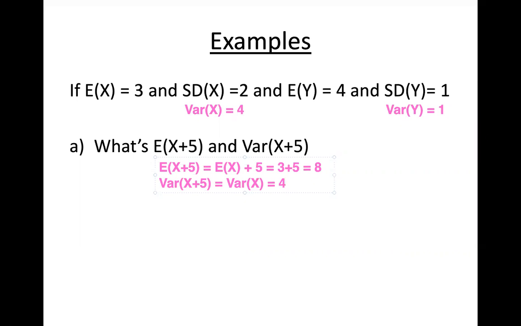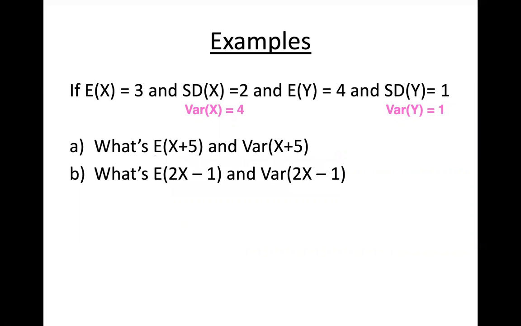Okay, let me do a few more, get you guys a little more comfortable with that. Let's try part B. Part B says, what is the expected value, the average, when you do 2x minus 1 in variance? So I'm doubling all the x's and I'm also subtracting 1. For the mean, super straightforward. 2x minus 1 will just be 2 times the mean of x minus 1. So 5. Done.